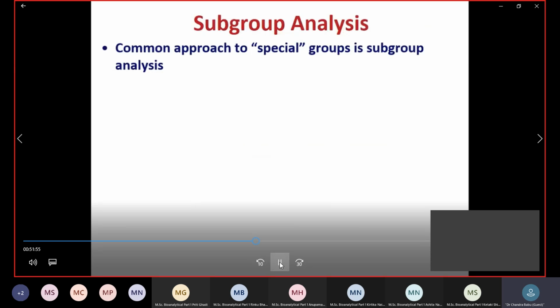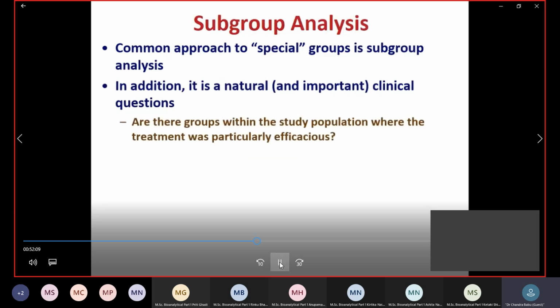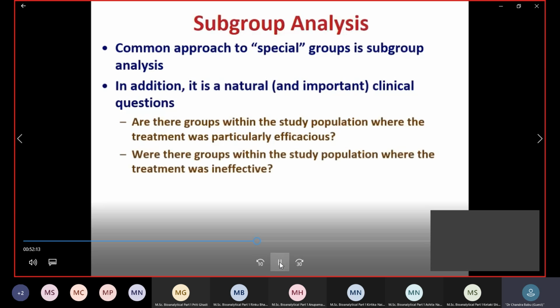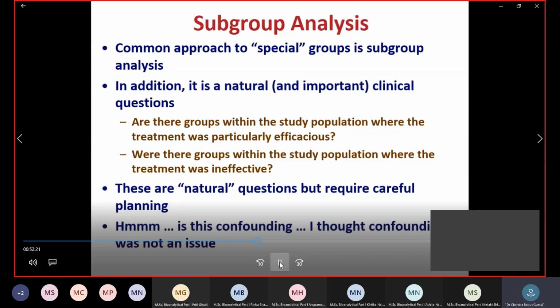Anyway, it's common to approach special groups of people with subgroup analysis. For example, is this treatment equally efficacious in men and women? These are natural and important clinical questions. Are there subgroups in the population where the treatment was particularly efficacious, or places where it didn't work? These are natural questions, but they require careful planning. You have to really plan these things out.